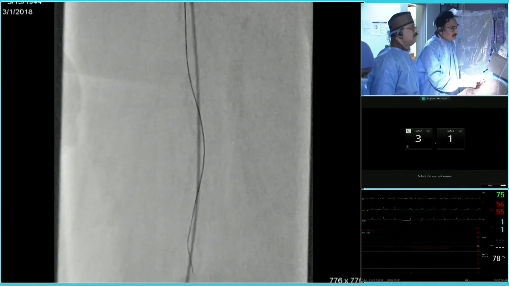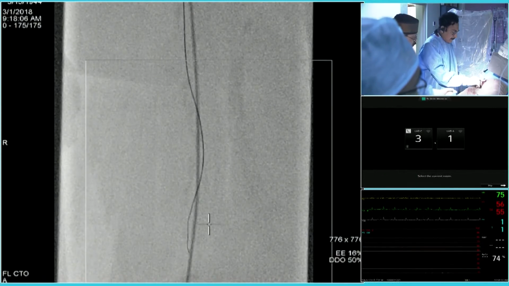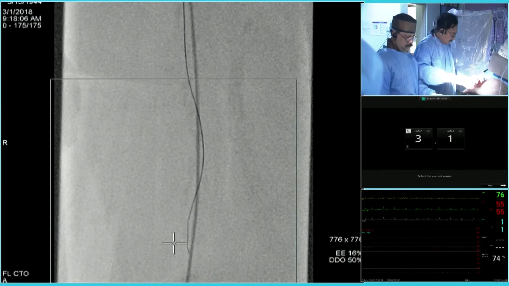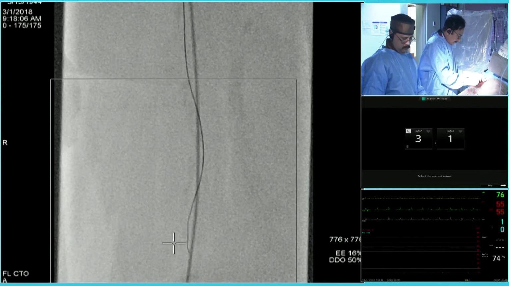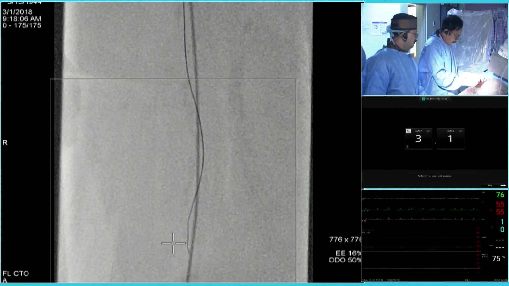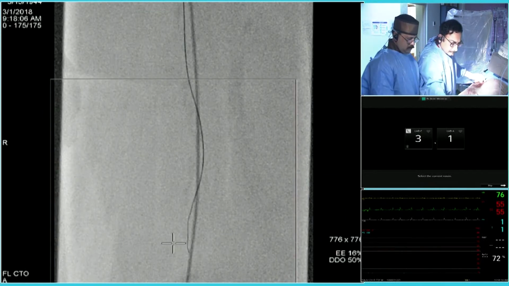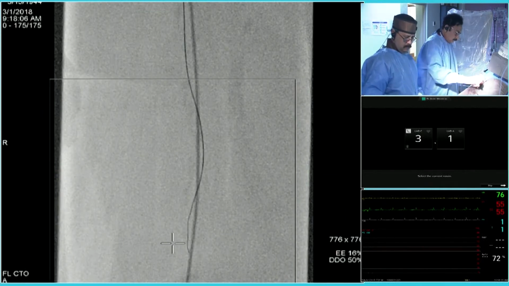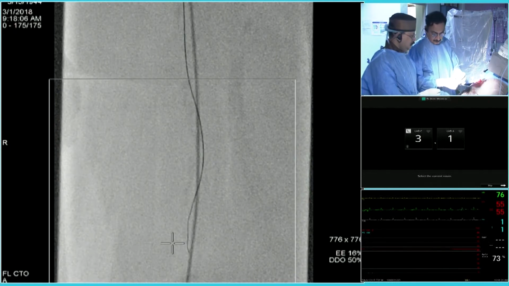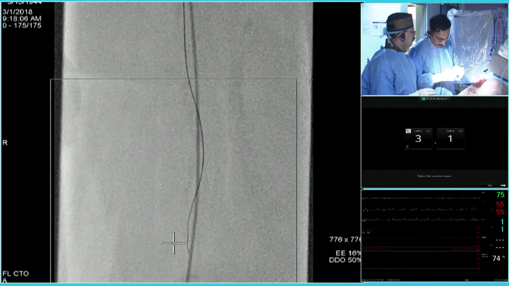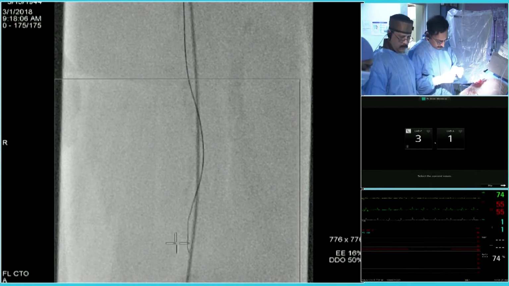Dr. Sriram, you were asking something? Yeah. Would there be a role for going through a collateral from the profunda? Difficult. Difficult in the periphery, unlike those retrograde approaches for the coronaries. I think the best would be to go through the popliteal approach and through the true lumen. That would be easier and a better result. Antegrade?